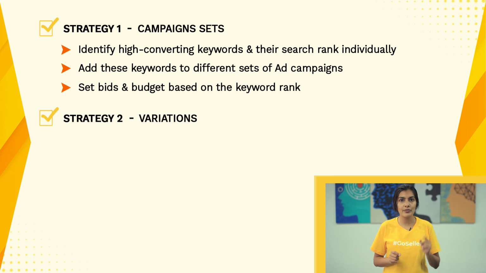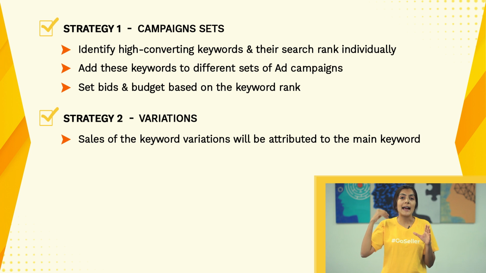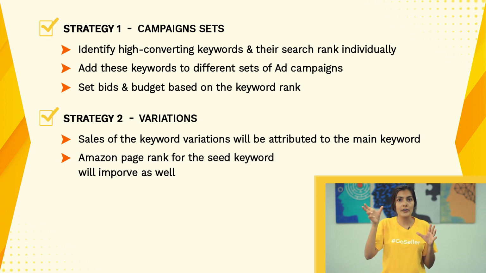So imagine that you have 5 different variations of wooden chopping board. For each of the variations, you're getting 1 sale each. Then Amazon will start attributing all of these sales to the seed keyword as well, and gradually your Amazon rank for the seed keyword will improve. So this is the second strategy.